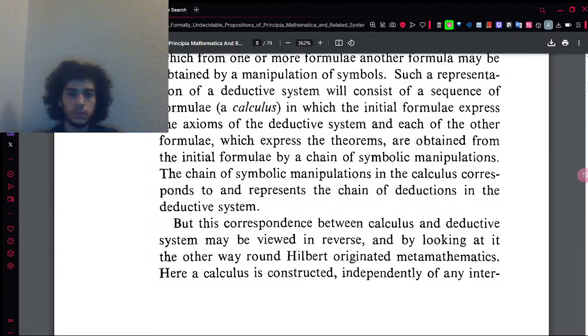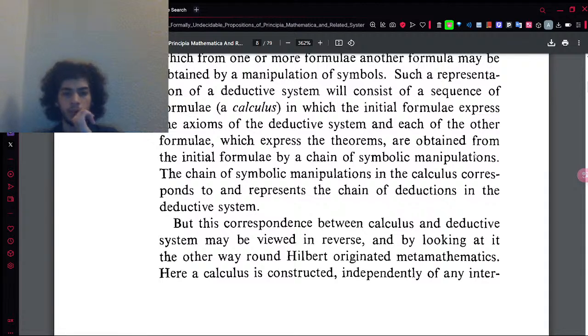The chain of symbolic manipulations in the calculus corresponds to and represents the chain of deductions in the deductive system. Let me read this again. The chain of symbolic manipulations in the calculus corresponds to and represents the chain of deductions in the deductive system.